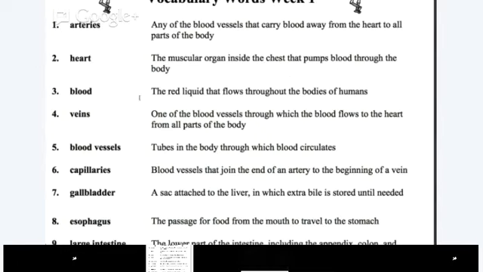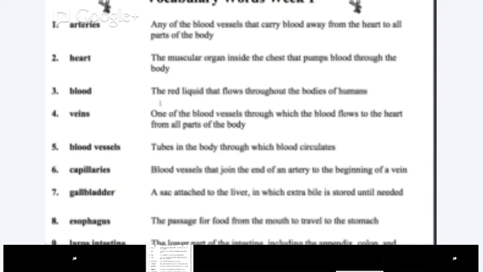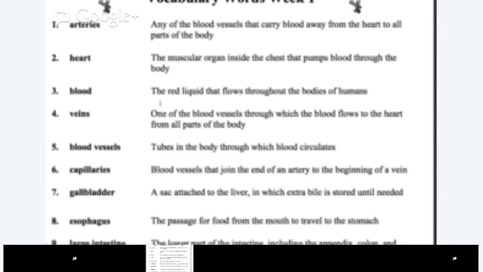Can you read 3 and 4, please? Okay, of course. Blood: the red liquid that flows throughout the bodies of humans. Veins: one of the blood vessels through which the blood flows to the heart from all parts of the body. Perfect. Thank you so much, Christoph.